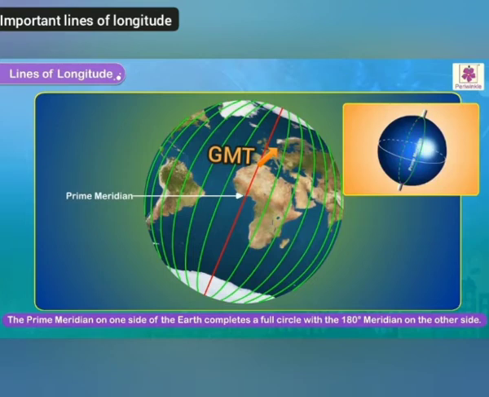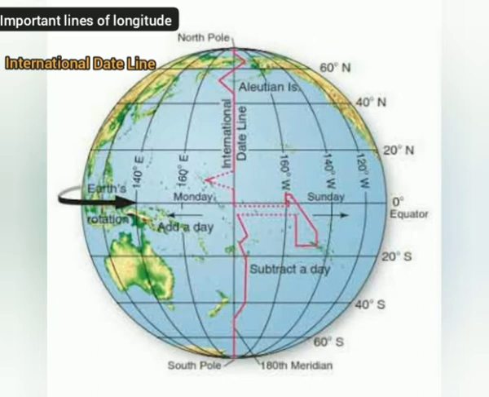Now let's talk about the international dateline. As we already learned in the features of longitude, the 180 degree longitude is called the international dateline. Now my question is, why was this 180 degree longitude taken as the international dateline? The 180 degree longitude was taken as the international dateline because this line marks the place where the calendar date changes from one date to another date.